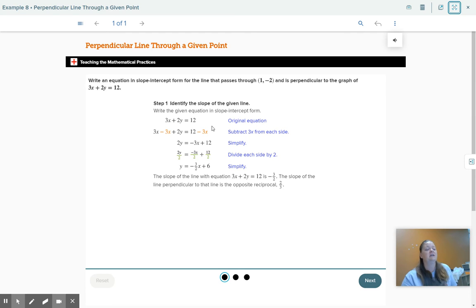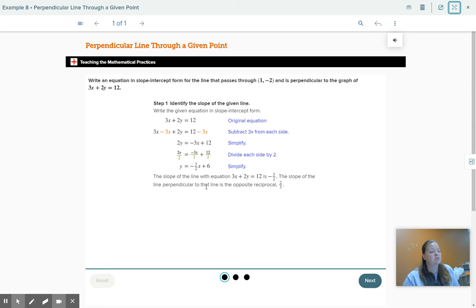Here we go. Step 1 is still to identify the slope. So we take our equation that was given to us, 3x + 2y = 12, and we're going to subtract 3x from both sides because we want to get that y by itself. And that gives us 2y = -3x + 12. Now, to simplify this down even further and get that y even more isolated, we divide both sides by 2. And that gives us y = -3/2x + 6. The slope of the line with the equation 3x + 2y = 12 is -3/2.